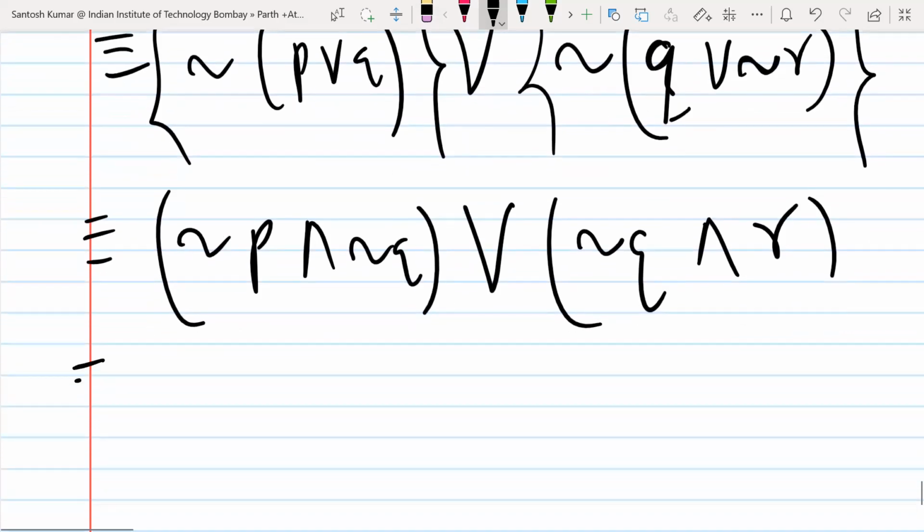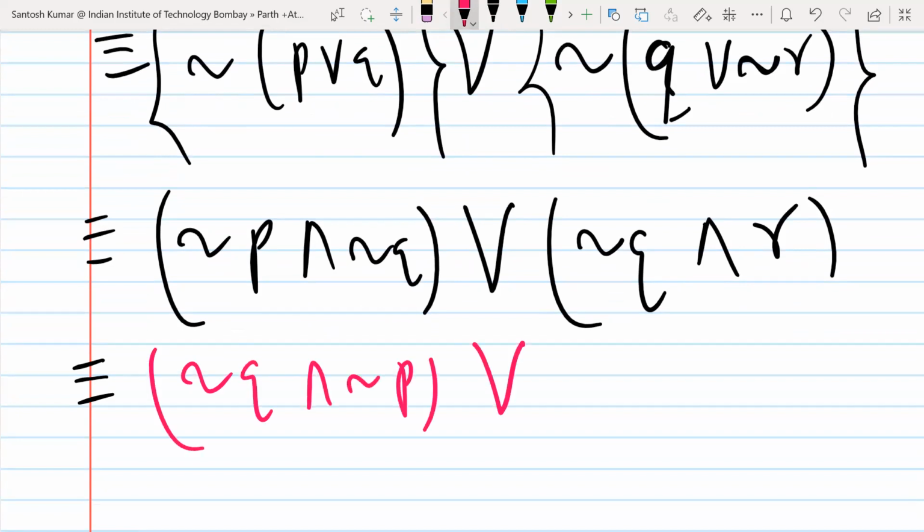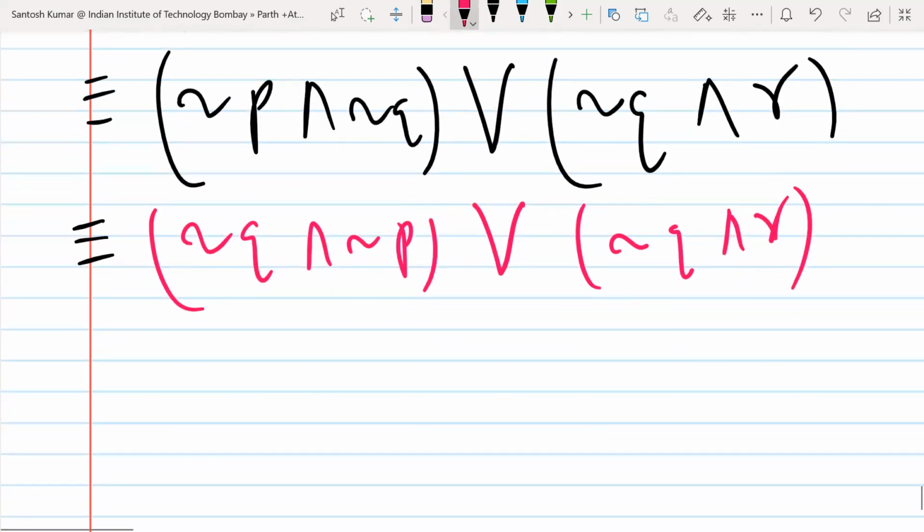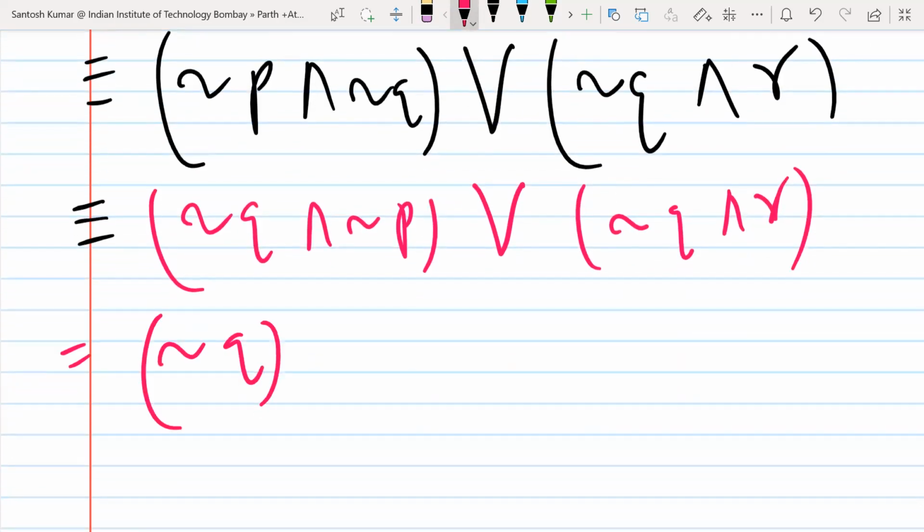Now what you can do? Not Q you can take common. So you can write not P and not Q as negation Q and negation P, or negation Q and R. So you can take common negation Q. What will you have left? Negation Q you are taking common. What is the middle sign?